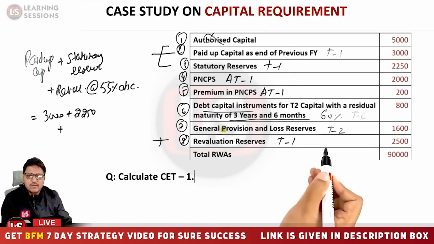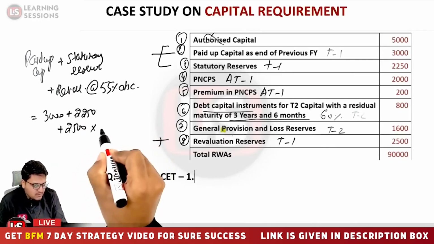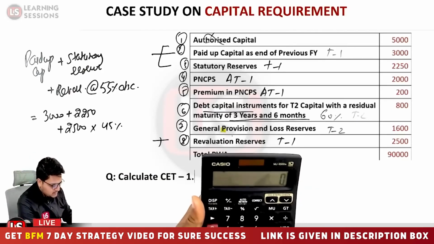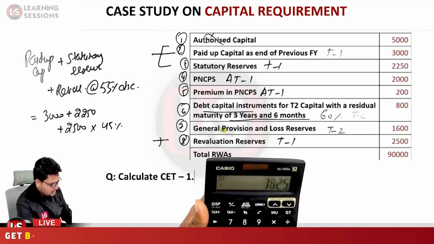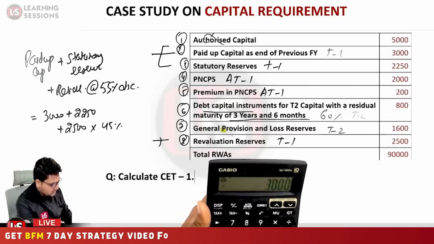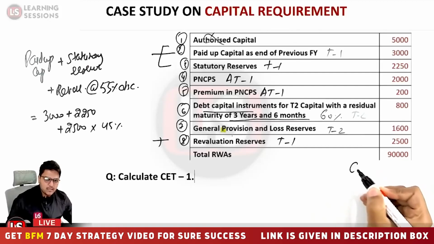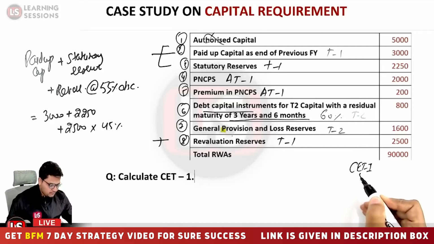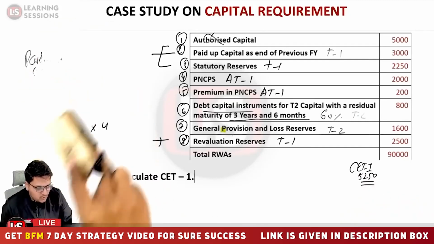plus the revaluation reserves are given to be 2500. 2500 at 55% discount means we will be considering only 45% of the value. So that would be the answer related to it. So CET1, we need to calculate the CET1 capital. So it is 2500 into 45%, that is 1125 plus 2250 plus 3000. So that is 5250. So I'm just mentioning it over here so that we can use it for further reference. So CET1 we just calculated at 5250. Okay.